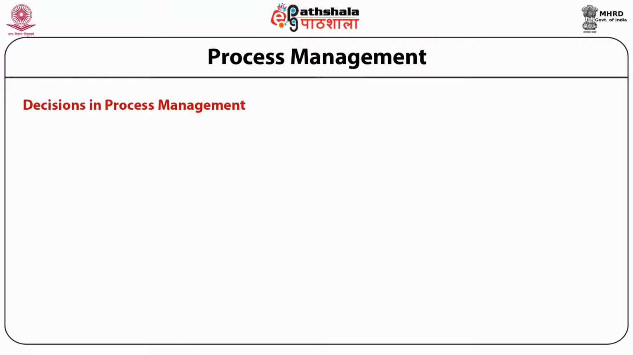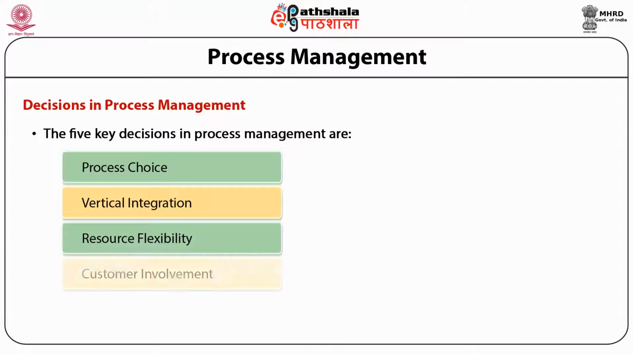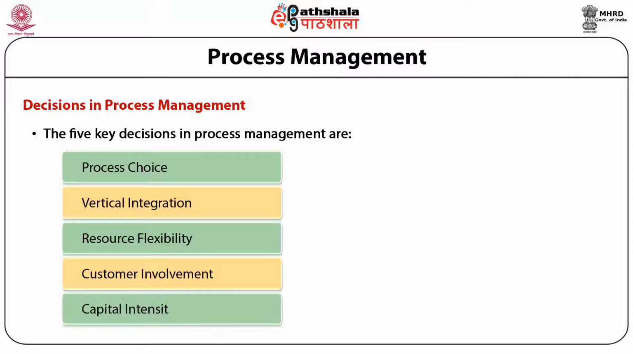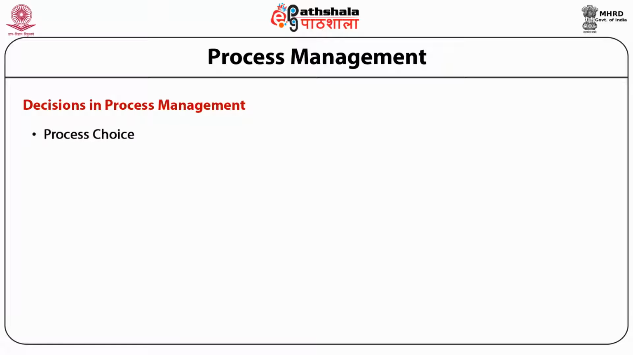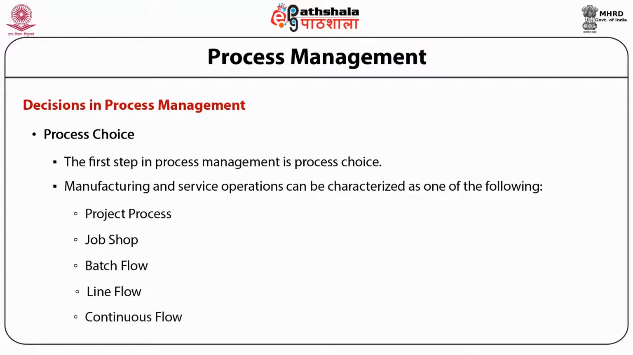Decisions in process management. The 5 key decisions in process management are process choice, vertical integration, resource flexibility, customer involvement, and capital intensity. Process choices. The first step in process management is process choice. Manufacturing and service operations can be characterized as one of the following: project process, job shop, batch flow, line flow, continuous flow.